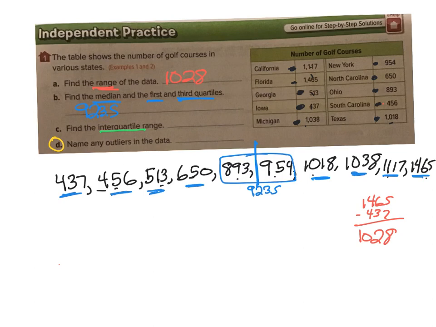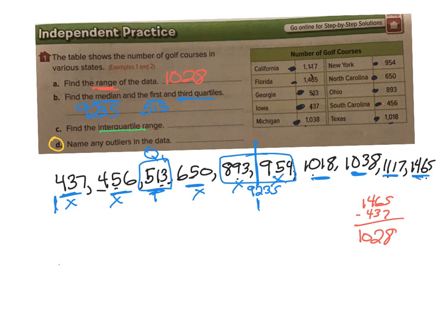Okay. Now I want to find the first quartile. So I take this first half to get Q1. And the way I'm going to do that is I'm going to take this one away and this one away. This one away, this one away. And it leaves me with this one. There is my Q1. First quartile is 513. Cool.